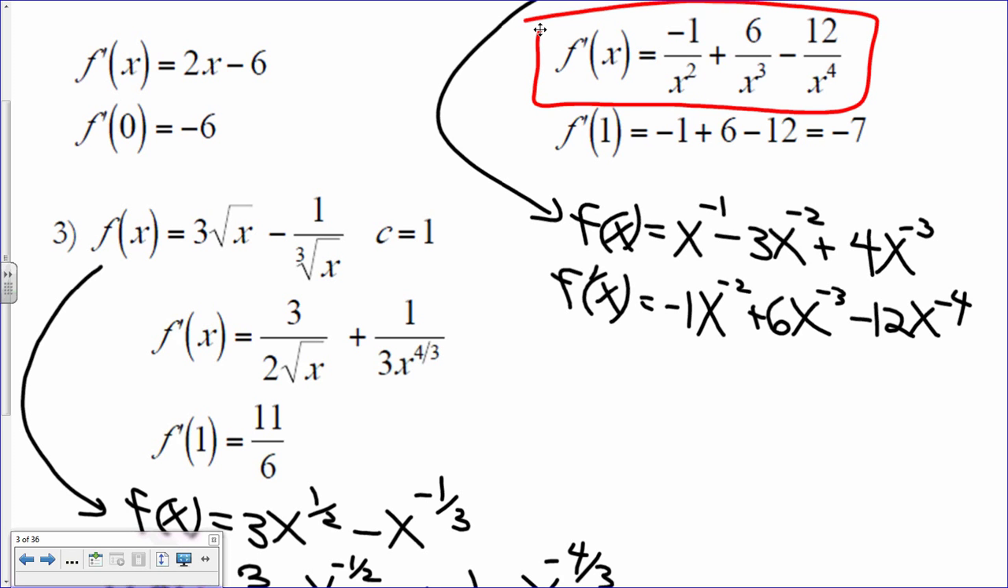How's that? Need me to go over any part of that? All right.